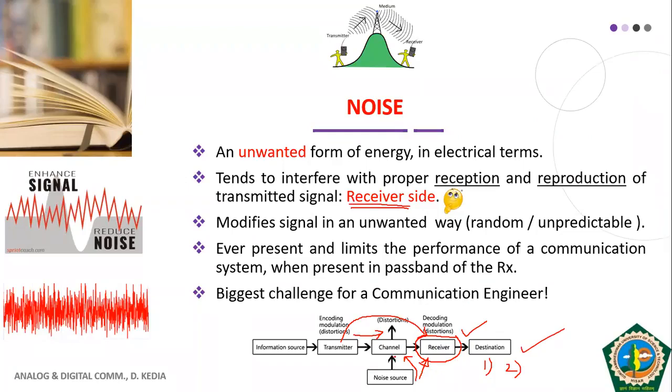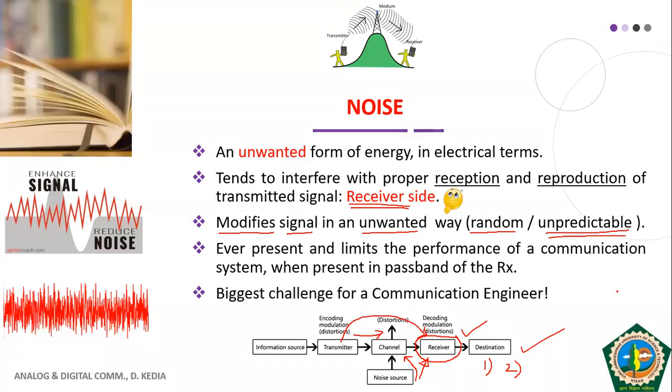Okay, so noise modifies our signal in an unwanted way. Obviously it is unwanted because it is not the desired one. Added to that, noise modifies the signal in a random way. Random means unpredictable. So noise is something whose behavior we cannot predict in advance. That is another very important thing related to noise, that noise behaves in a random fashion.